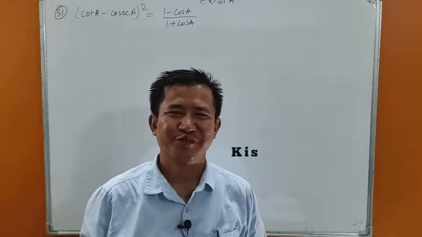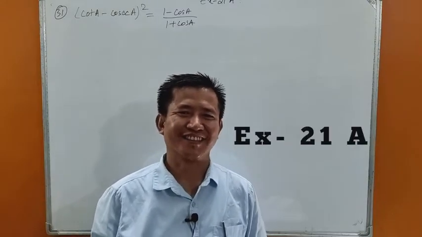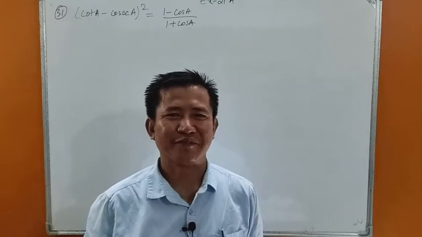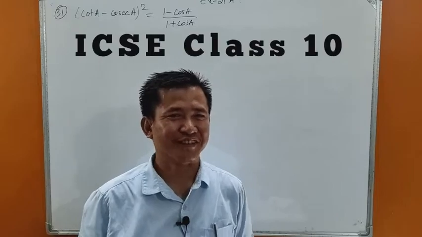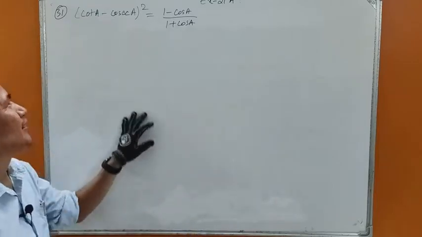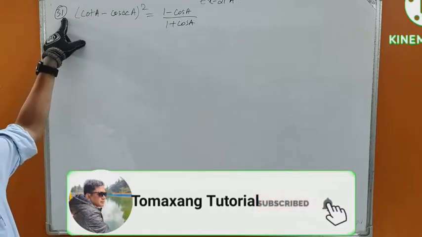Hello students, so we are doing exercise 21a, prove trigonometric identities. In our previous videos we have already completed till question number 30, and today we'll start from question number 31 onward. Okay, so let's begin. Exercise 21a, prove trigonometric identities, question number 31.